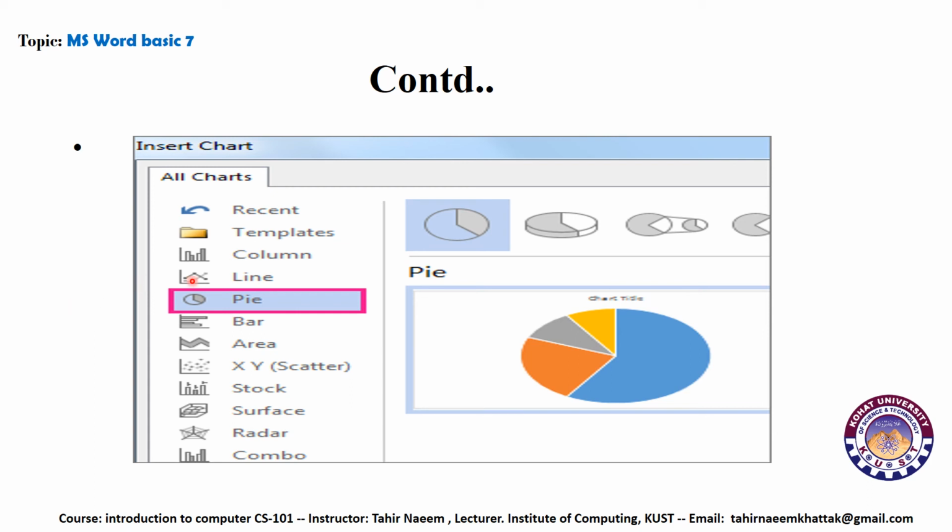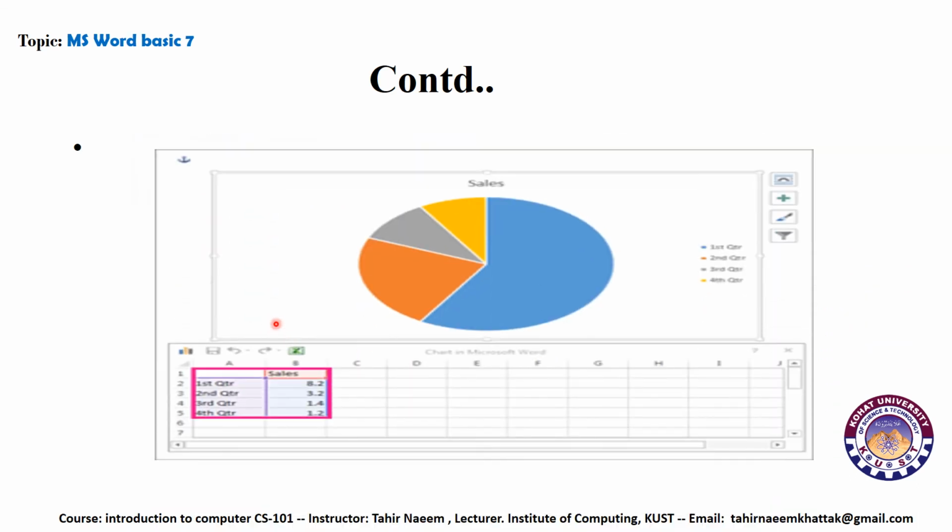So here we have selected the pie chart, and as you know, a pie contains different elements. So here we select this chart, and it shows four types of elements, 1 2 3 4. When we click on it, as you can see, it is displayed along with an Excel table.